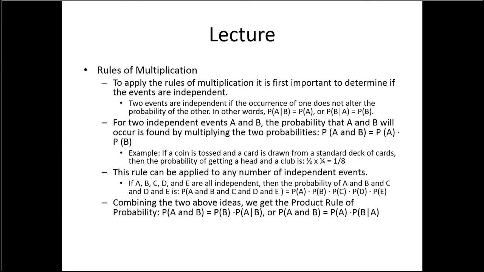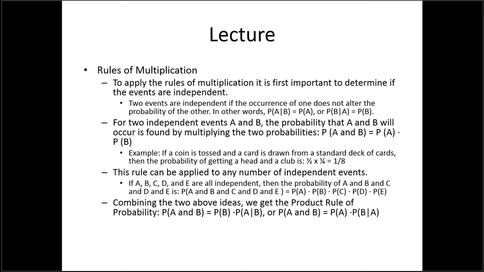Okay, you have rules of multiplication, and it's super important. One of the most common places to make mistakes with probabilities is not first looking to see if the events are independent. There's a different way of handling things that are independent versus things that are dependent. Two events are independent if the occurrence of one does not alter the chance that the other will happen. So the probability of A given B is exactly the same as the probability of A happening on its own, or the probability of B given A is the same thing as the probability of B happening on its own.